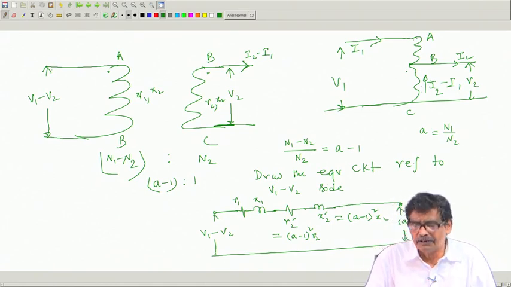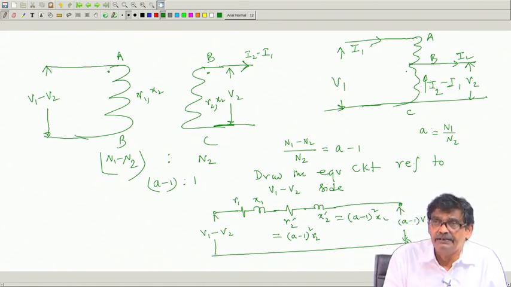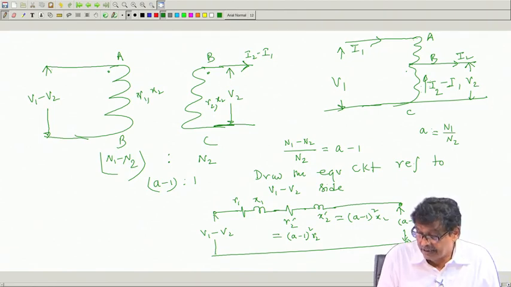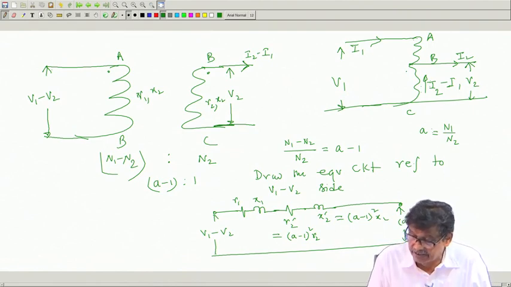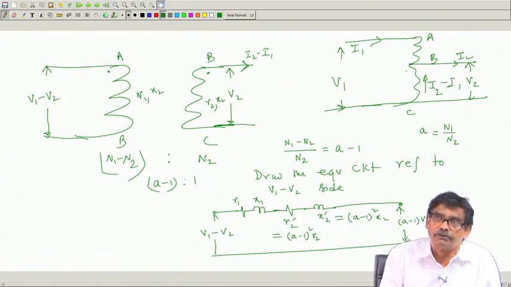In auto transformer, the equivalent circuit drawing is slightly, I will not say the word tricky, but rather I will say you have to apply your own minds correctly. So, that correct equivalent circuit you can draw referred to a particular side.